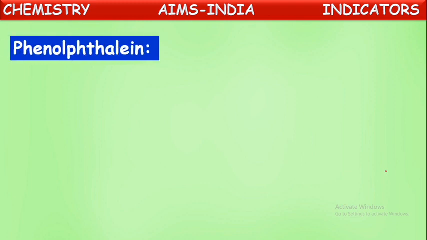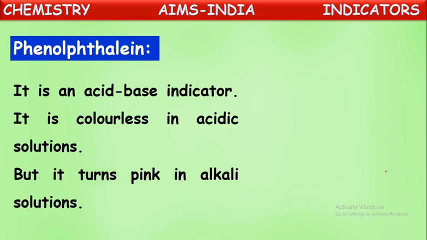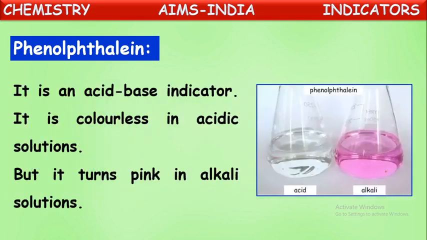One more indicator is phenolphthalein. It is also one of the acid-base indicators. It is actually a colorless solution. Yes, phenolphthalein is a transparent or colorless solution. It turns pink when added to bases, and it stays colorless when added to acids. It won't show any color change with acids, and it changes to pink when added to bases.